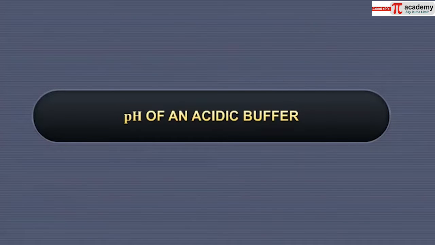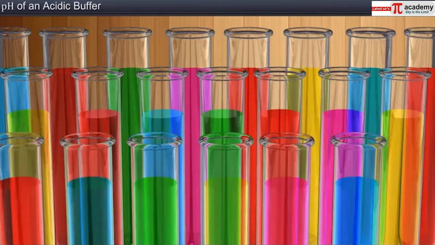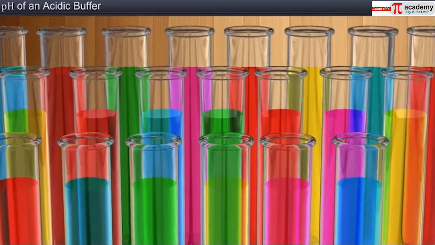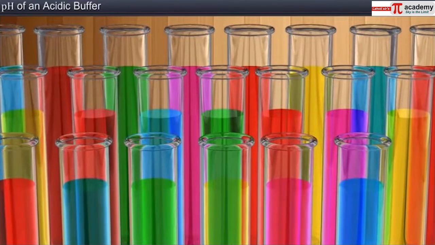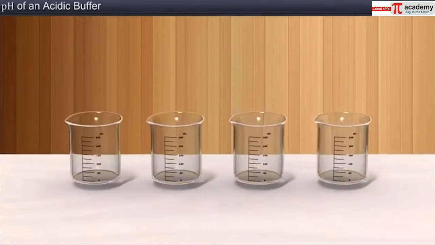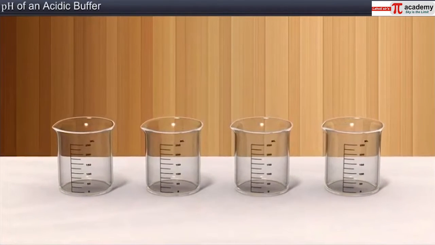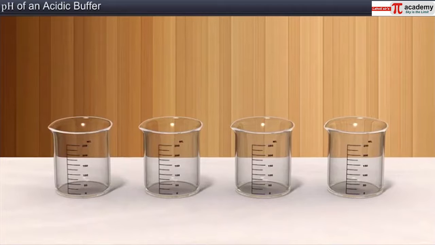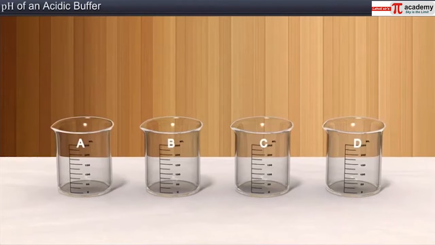In this module, you will learn about the pH of acidic buffers. Let's first learn about what a buffer solution is with the help of a simple experiment. For the experiment, you'll need 4 250 ml beakers. Label the beakers A, B, C and D.